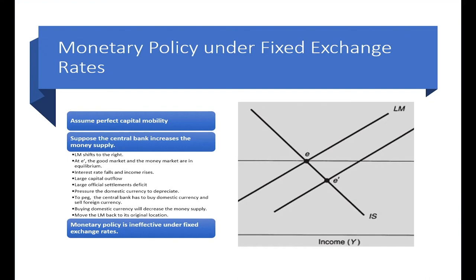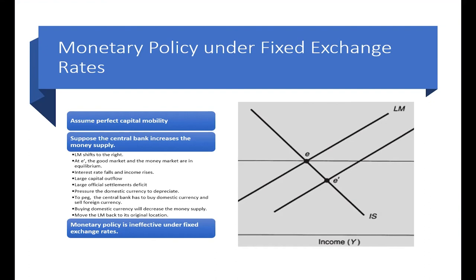Again, remember, let's go back to this again. The idea is, under conditions of fixed exchange rate and perfect capital mobility, the central bank wants to influence the economy through monetary policy. It tries to do so by increasing the domestic money supply, obviously, right? So when it does that in an open economy, the result is that the interest rate, because there's now more money than before floating in the economy, goes down.